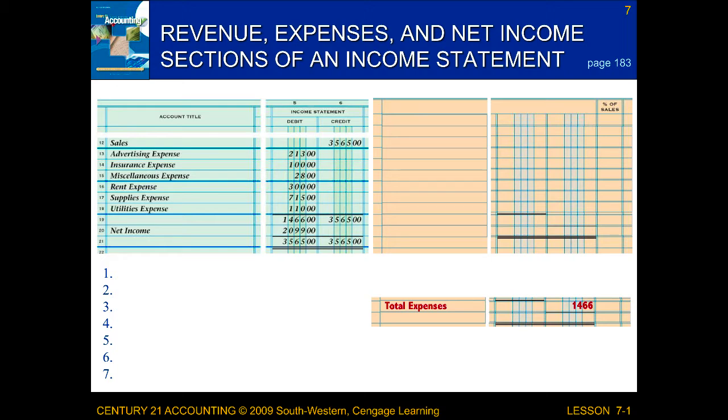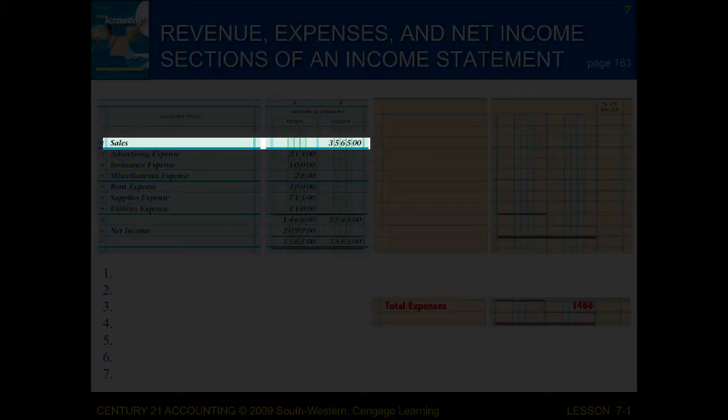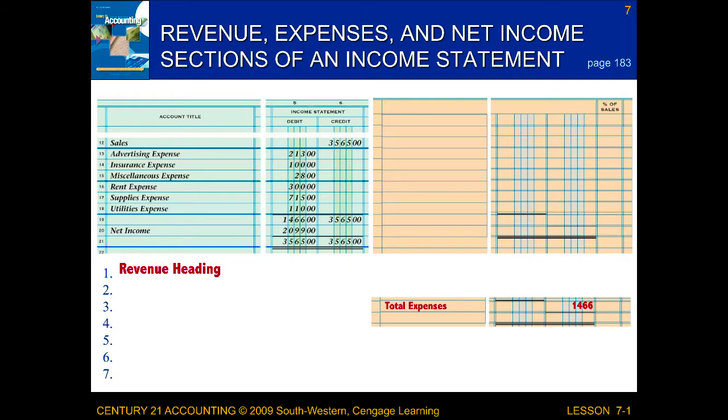So the first thing I need you to write down is basically the first thing that we come across when we look at this worksheet. And I've cut it apart just a little so you can see just the income statement portion of the worksheet. So the very first thing I see is sales. But before I can write sales, I need to say what type of account this is. So I'm going to write the revenue heading as my very first thing.